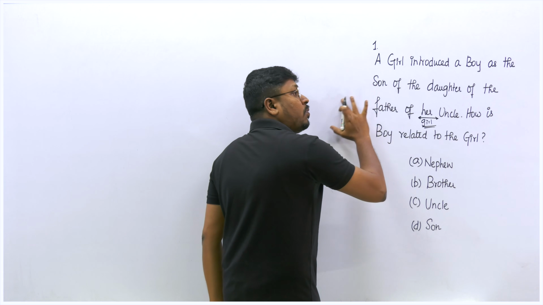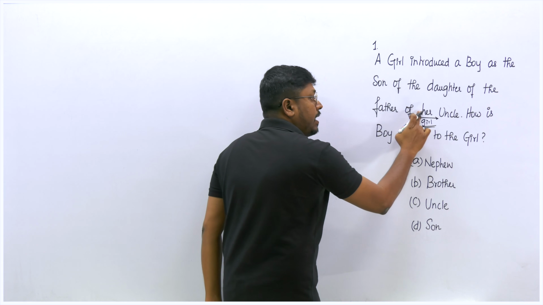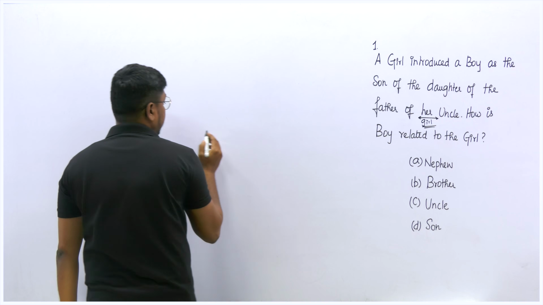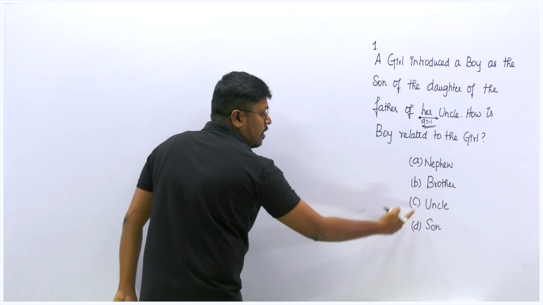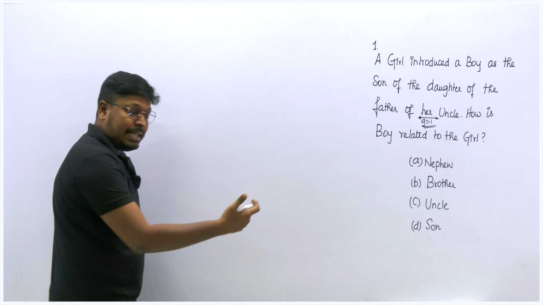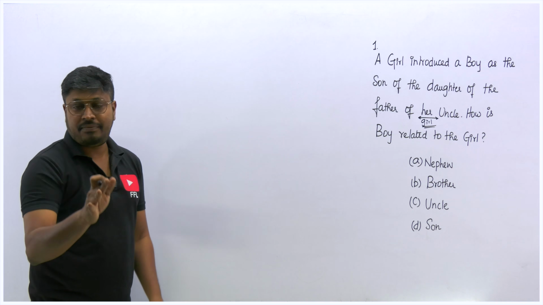Everything is the same as what we learned for "my", right? So her uncle, that means the girl's uncle. So now just look at the options. We don't want to draw any possible diagram. Why? Because all the options are exactly given. So don't go with any possible family tree, right?